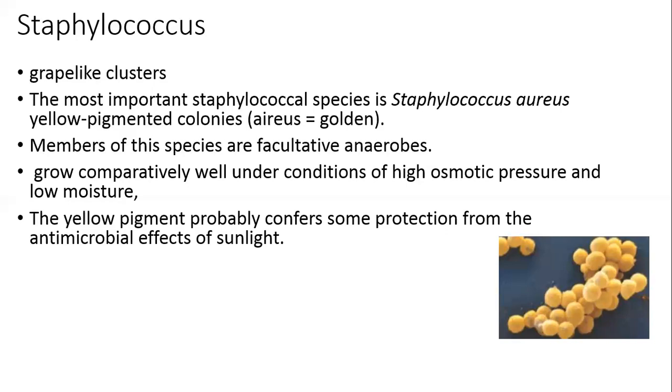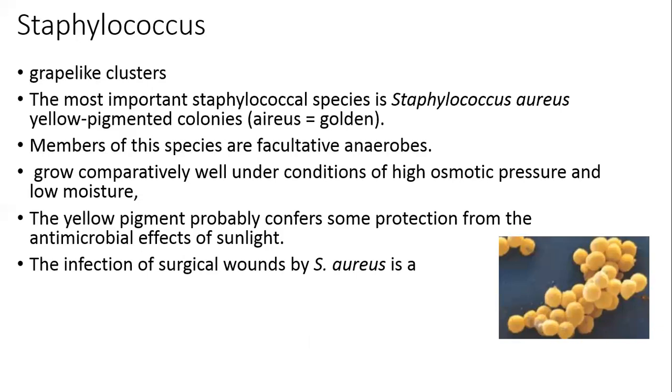And because of their capability of growing at high osmotic pressure and low moisture, they are able to grow in your nasal secretions. So basically they are the common inhabitants of your nasal cavity, and the common inhabitants of your skin. Both places offer high osmotic pressure and low moisture. So that's the reason that you can find these Staphylococcus strains at these places in your body.